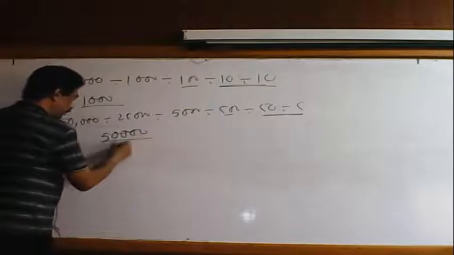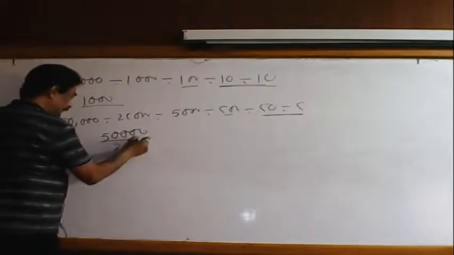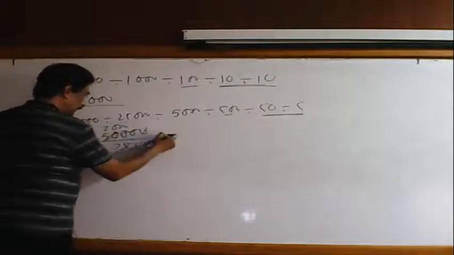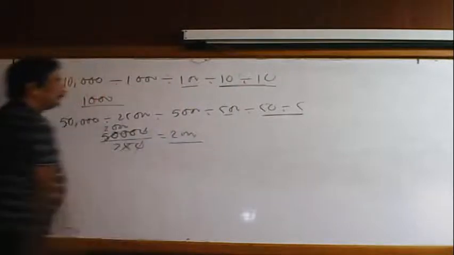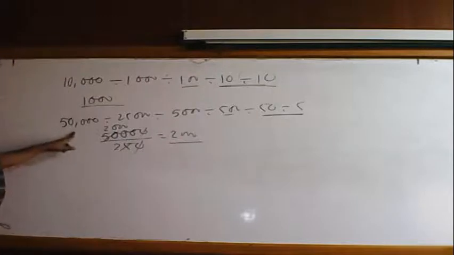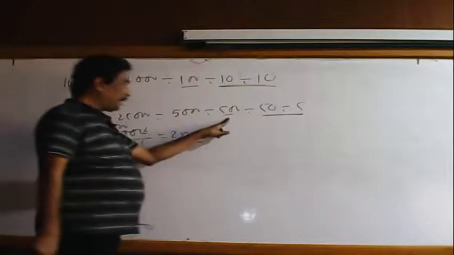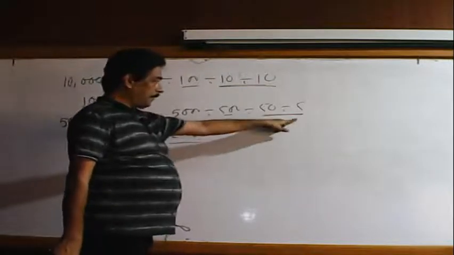50,000 by 250. So this 0 and this 0 cancel. This is 25, 2. So 2000 is your correct answer. Am I clear?